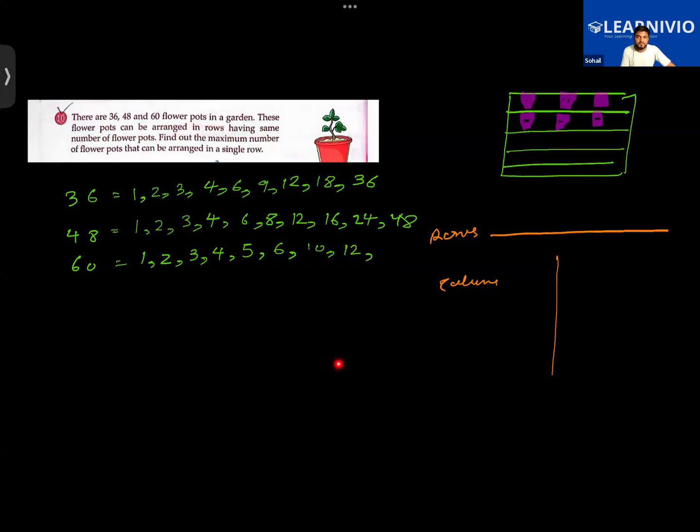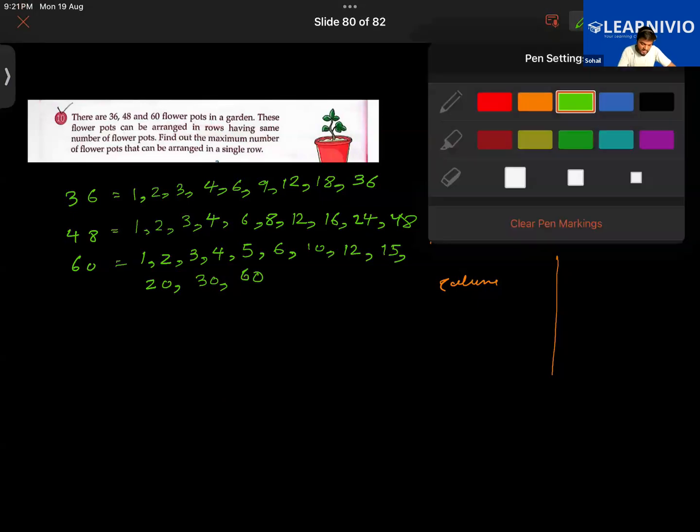Then 30, which one? 30. You forgot about 15. 15. Next, 30. You forgot again about 20. 20. Then 30. Okay. Then after this you have 60. Now which one is the highest common factor?